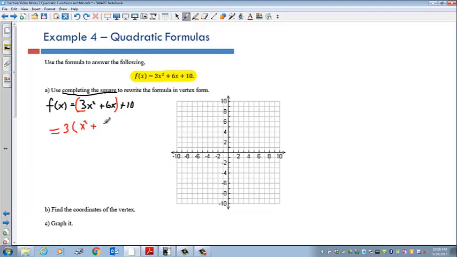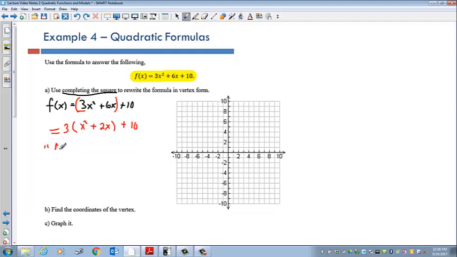And then you have to turn this 6x. What happens when you factor out a 3? You get a 2x, right? Because 3 times 2x is 6x. Then you have this plus 10 on the end. So these are exactly the same thing. You just factored a 3 out of the first two terms. But now what happens is you can complete the square of this inside expression.